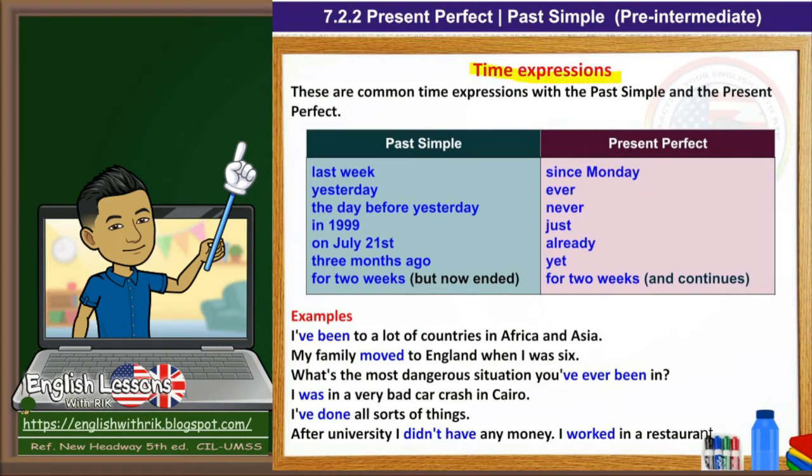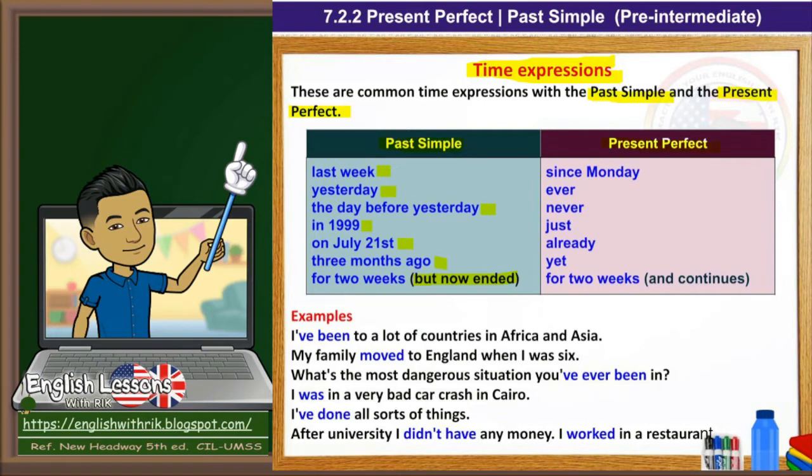Time expressions. These are common time expressions with the past simple and the present perfect. Last week. Yesterday. The day before yesterday. In 1999, on July the 21st, 3 months ago, for 2 weeks.